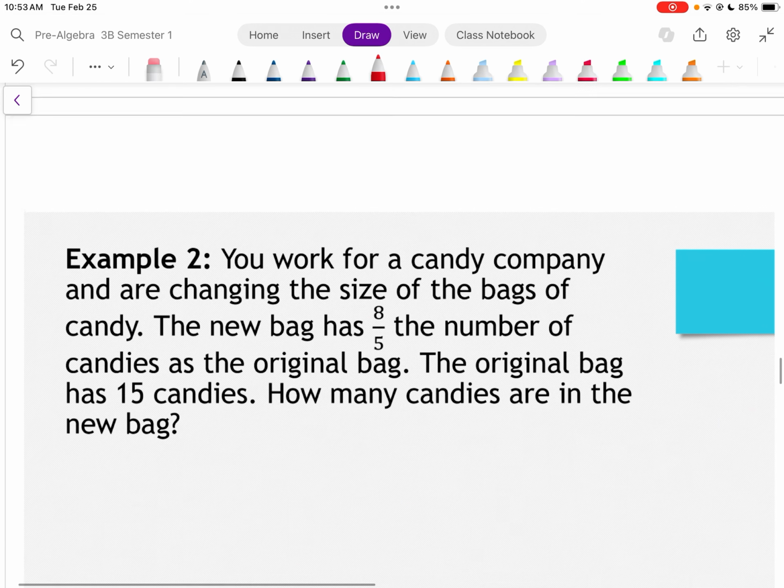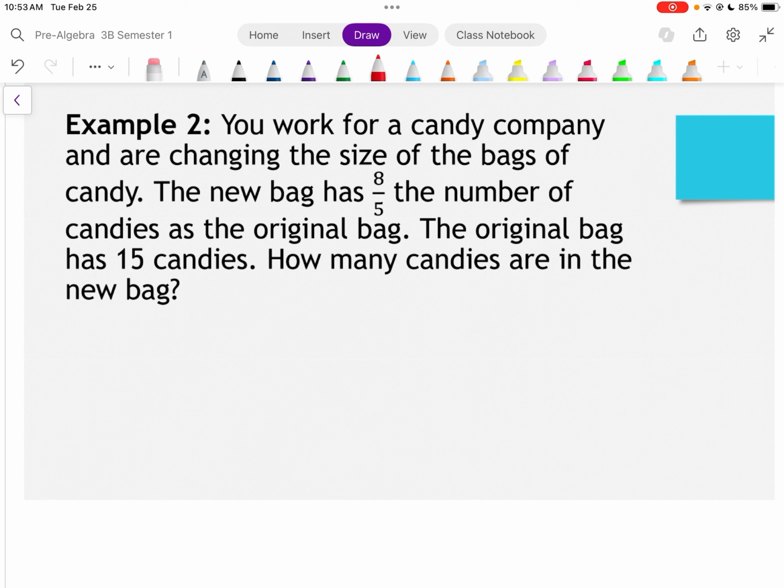Awesome. Now let's look at our next problem. You work for a candy company and are changing the size of the bag of candy. So the new bag has 8 out of 5 the number of candies as the original bag. The original bag had 15 candies.